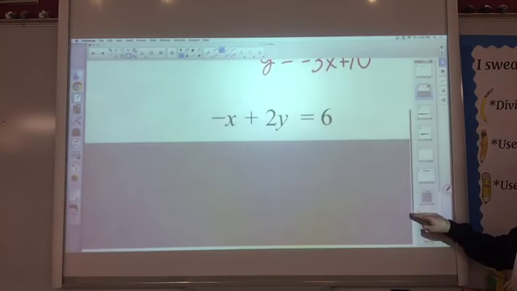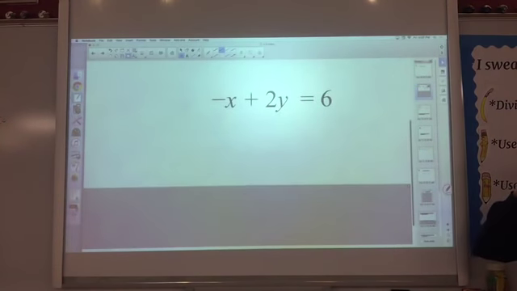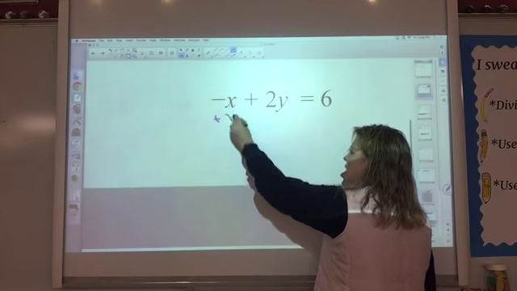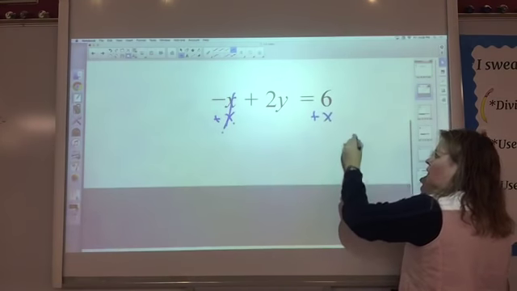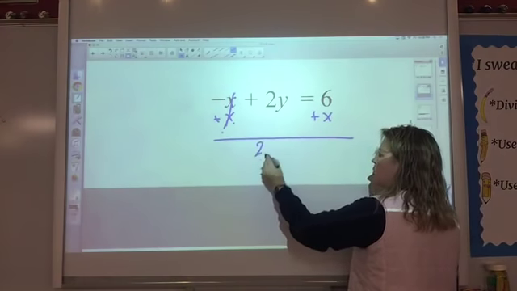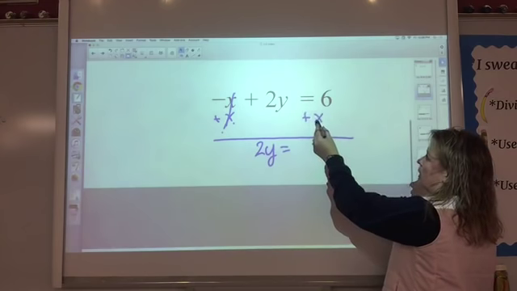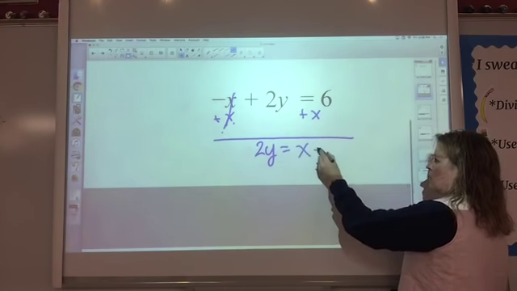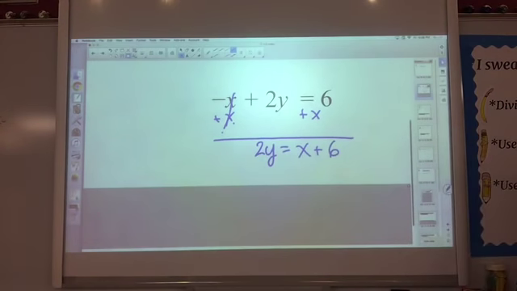Let's do a two-step problem here. And again, slow it down, pause it so you have time. Negative x plus 2y equals 6. First, you've got to get the x over there, and since it's a minus x, we're going to add x. And you're left with 2y equals, and I did it again, don't write it directly underneath it. Separate them out so you know that they're not alike. 2y equals x plus 6.